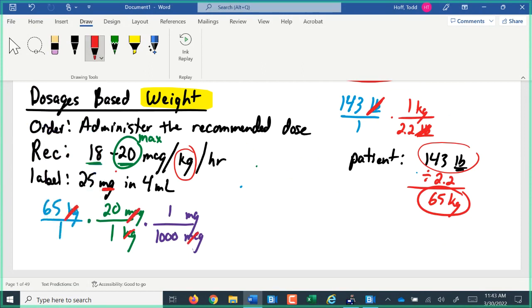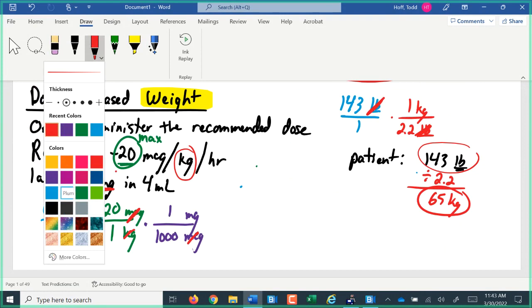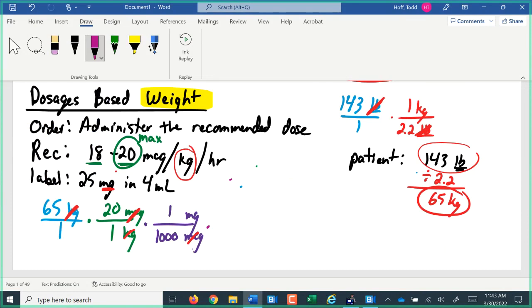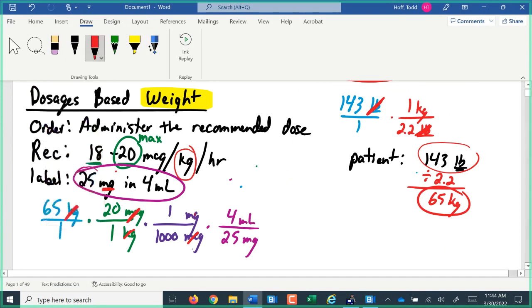So the micrograms cancel out. Next, get rid of the milligrams. We have 25 milligrams in 4 milliliters, so I'll put 25 milligrams on bottom, and the 4 milliliters on top. And the milligrams cancel out, and now we have milliliters. And this being a liquid medication, that's how we will administer it to the patient.